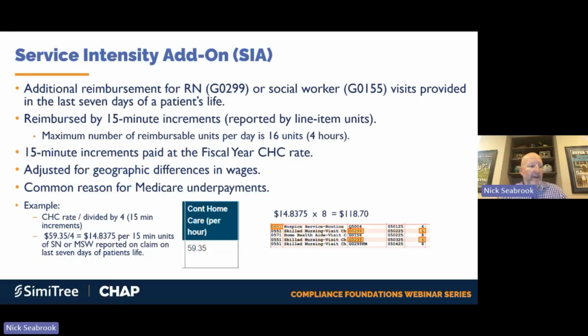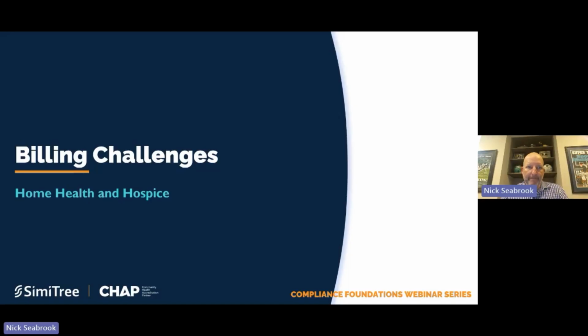So that's how the SIA payment works. Again, from a setup standpoint and from a billing standpoint, it's important to make sure that all that information is updated correctly in your system so that you are getting reimbursed appropriately.